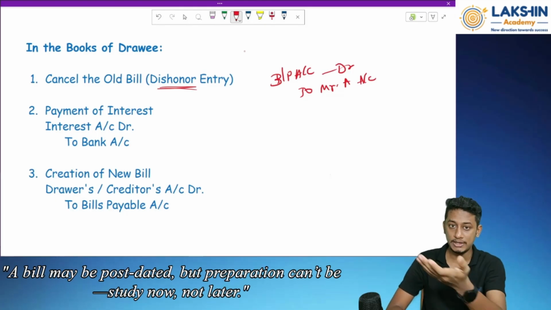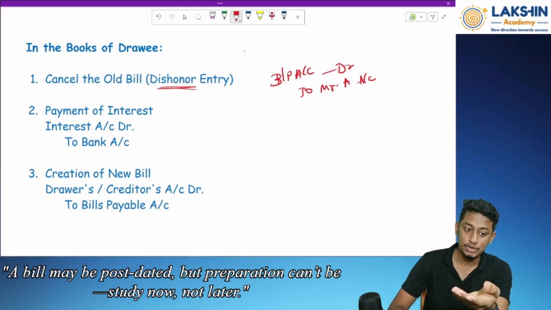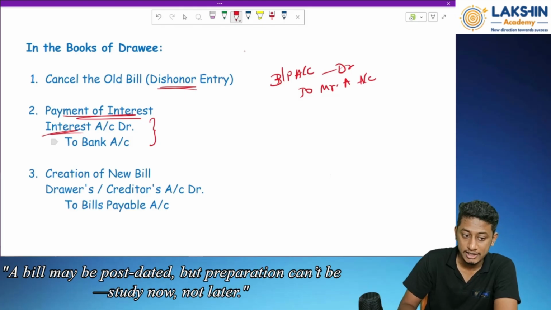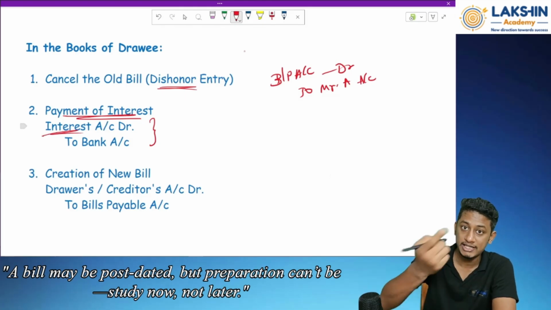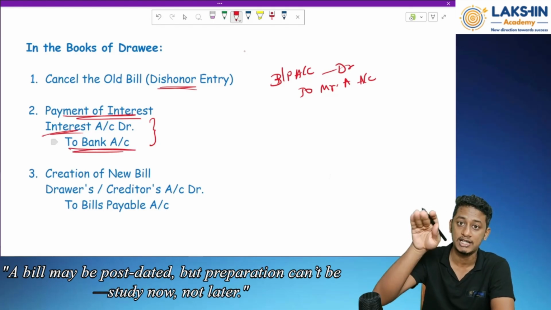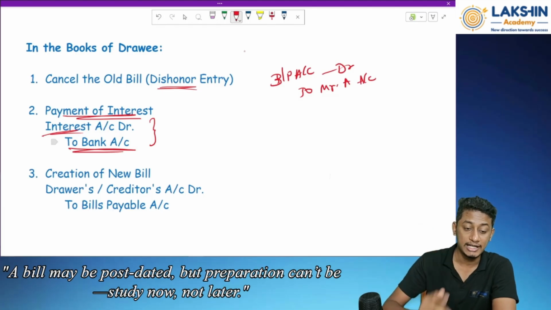Now a new bill should be created, right? But before creating the new bill, what should Mr. B do? Mr. B should pay the interest to Mr. A, right? So the entry would be what? Interest account debited. Why? Because interest is an expense to Mr. B. So Mr. B is paying the interest. Whenever expense increases, we will debit the account. And whenever the payment is done, the bank account balance reduces. And whenever the asset value reduces, we will credit the account.